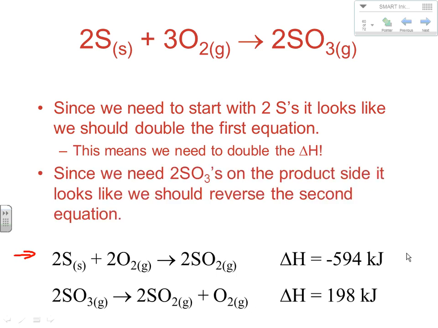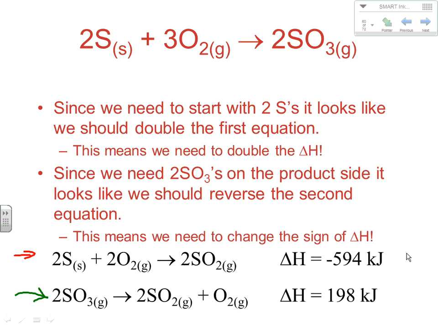Now, since we need two SO3s on the right, where's our source of SO3? Looks like the bottom equation here is our source of SO3. Well, it's got two SO3s just like we want. The problem is they're on the reactant side. In our target equation, they need to be on the product side. So what do we need to do to that bottom equation? That means we've got to flip it, and that's going to change the sign of delta H.